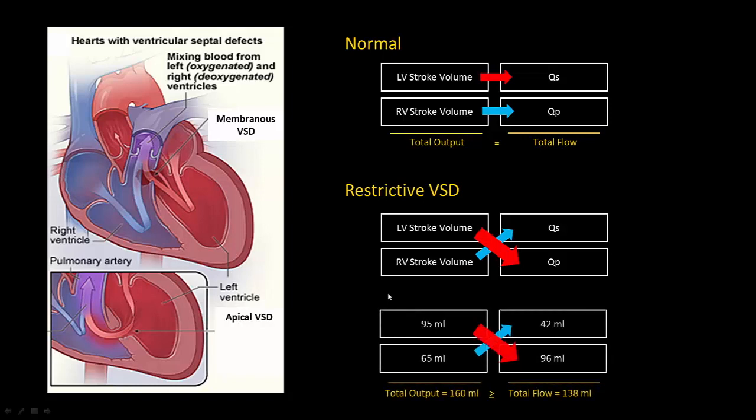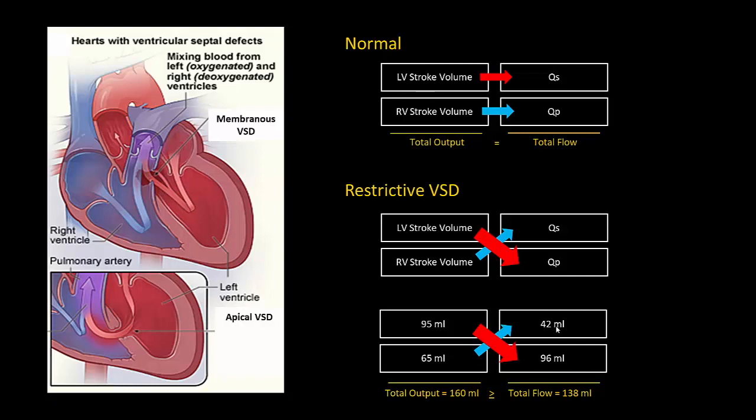So here in this patient we had an LV stroke volume of 95 milliliters, and sure enough we had a pulmonic flow of 96 milliliters. Those two numbers are essentially the same. Now when we look at the RV stroke volume, it was 65 cc's. That actually exceeds the pulmonic artery flow by 42 milliliters.